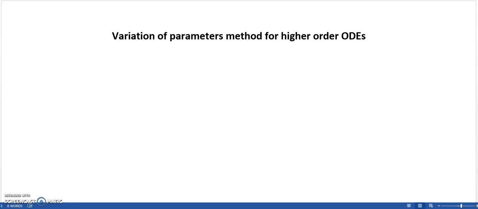Hello. This is the topic about variation of parameters method for higher order ordinary differential equations. I would like to point out that up to now we have covered this method, variation of parameters method, for second order ordinary differential equations. But it may be worthwhile to consider also the higher order ordinary differential equations.